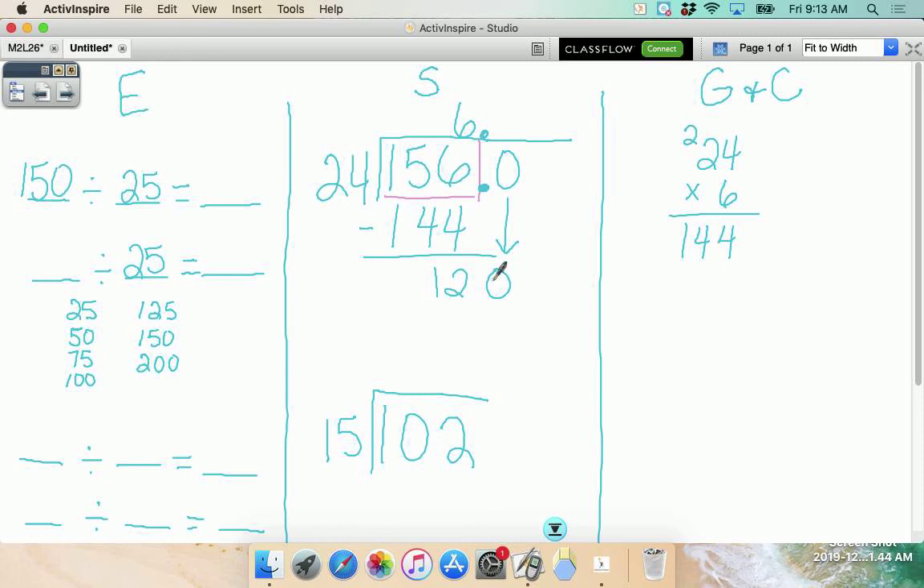100. I just don't know if 100's big enough. Let's try it. I mean, it would be off. So what are we going to write in the guess and check now? 24 times 5. Okay, everybody do the math. Yeah, it works.